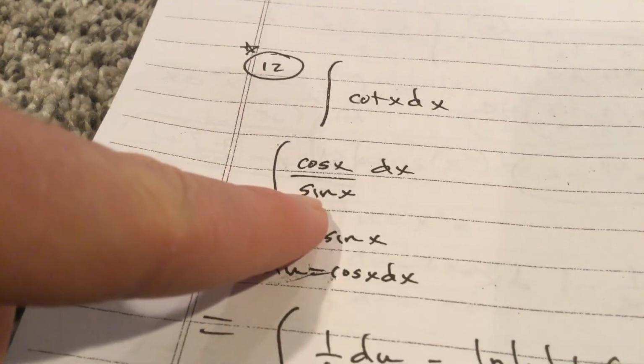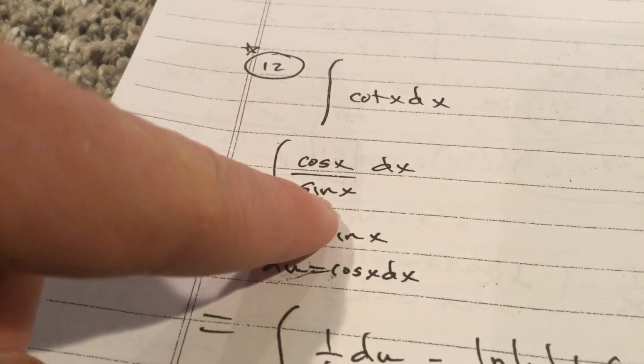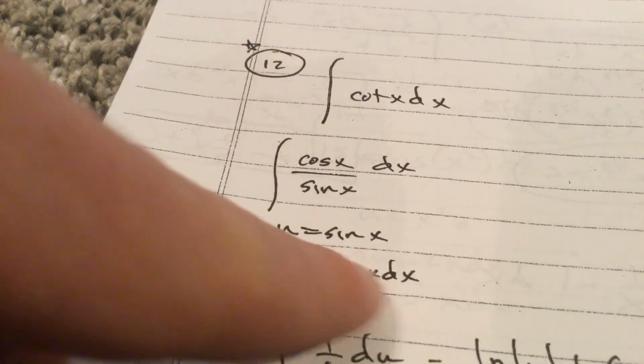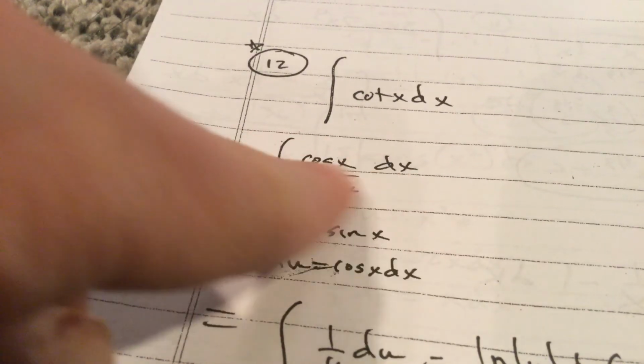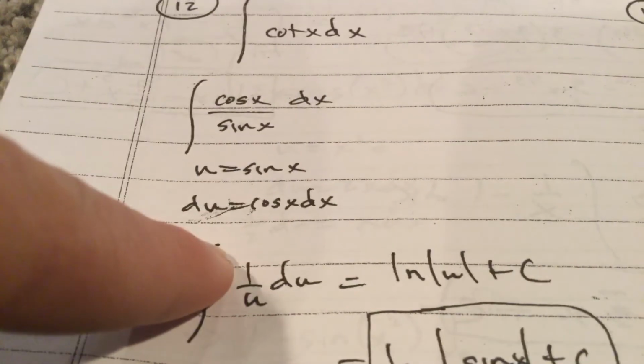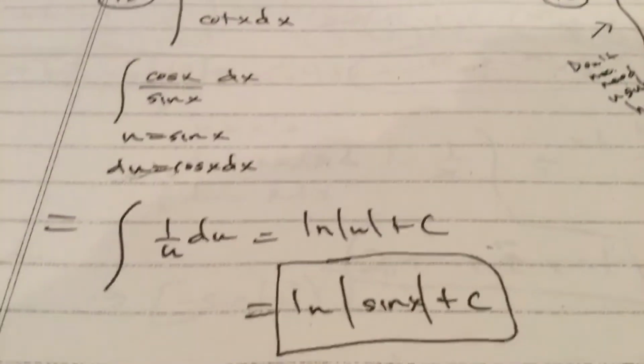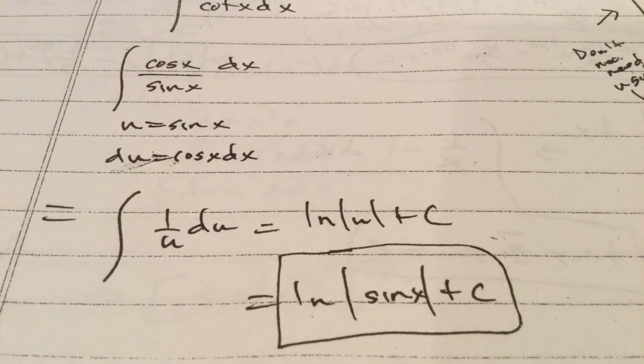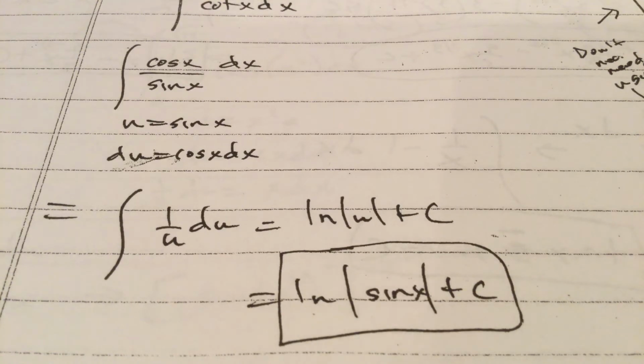Cotangent. Well, what is cotangent? Cotangent is cosine over sine. So, again, going to let u be sine x. So I'd have 1 over u, something over u. Du is cosine x dx. So that would be du. So it would be 1 over u, I'm sorry. Natural log u plus c. So there you go. The antiderivative of cotangent is natural log sine x plus c. Interesting. Antiderivative of cotangent is that. Huh. Cool. All right.